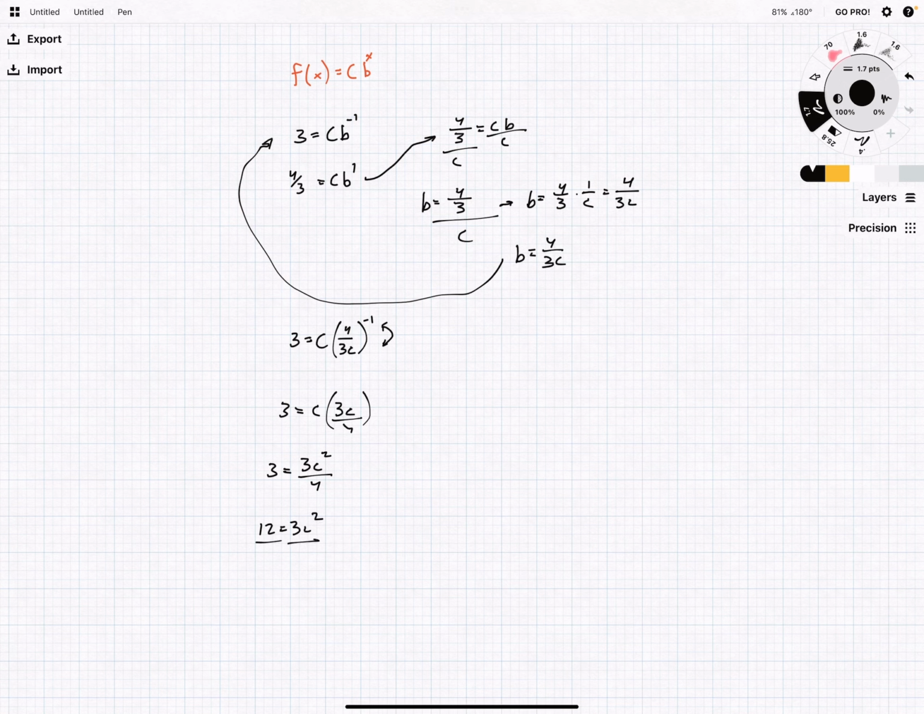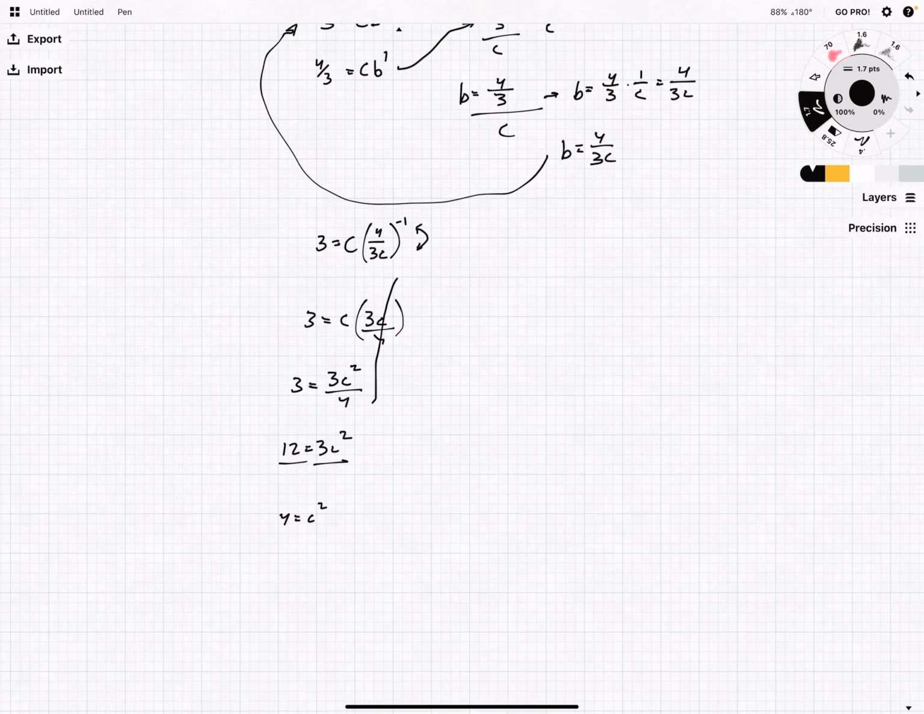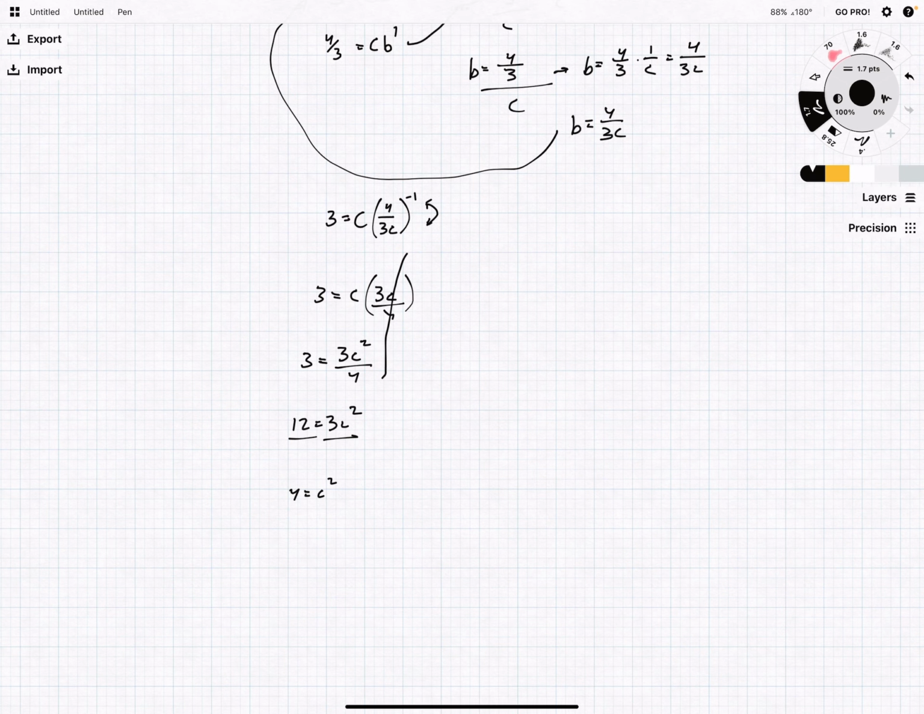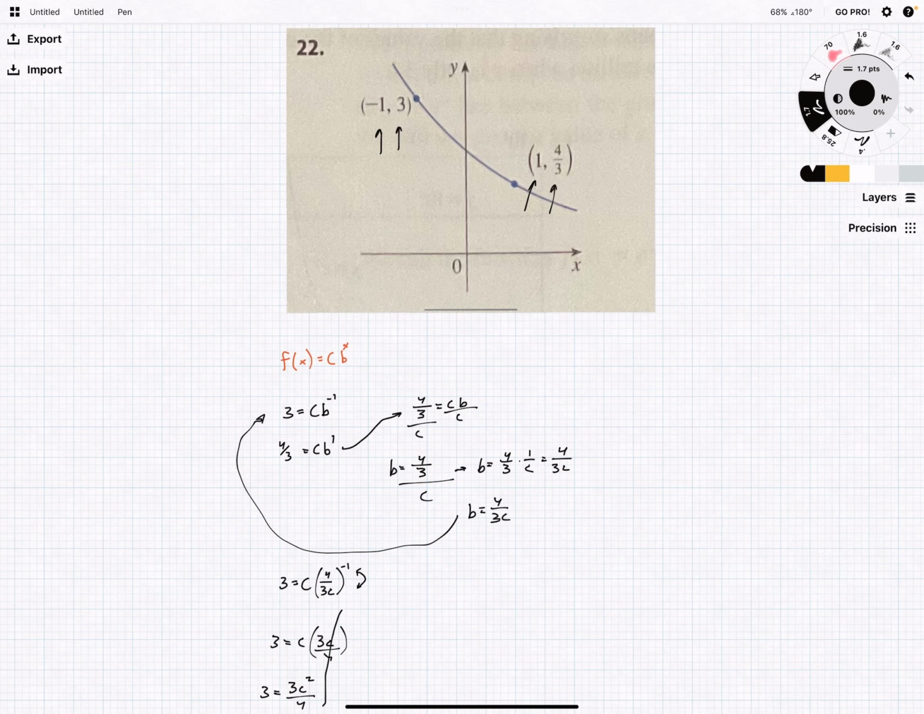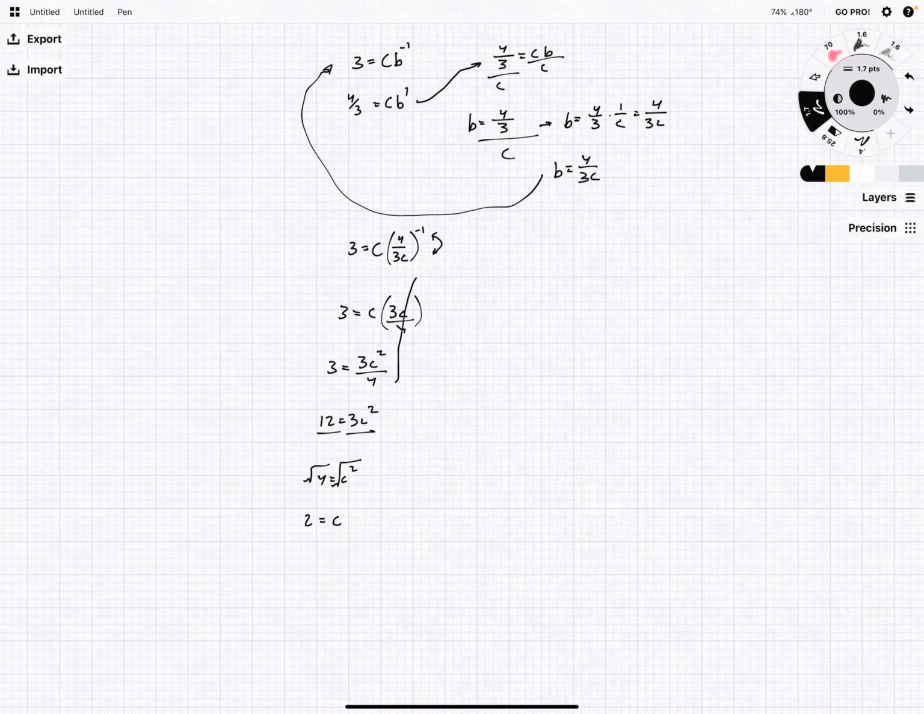Divide by 3, we get 4 equals c squared, and lastly, we take the square root, and we get c equals 2. Now, whether it's plus or minus depends on the direction of our graph. The graph is going upwards, so that means our coefficient will be a positive coefficient. So we do have 2 for our c value.